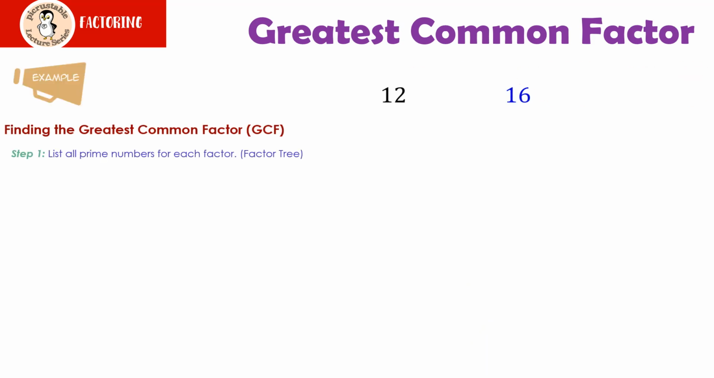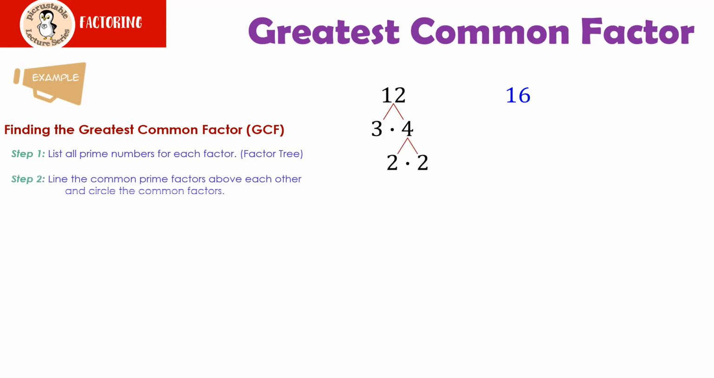The first thing that we want to do is list all prime numbers for each factor. That means we have to do the factor tree. The first thing I thought of is 3 times 4. You could have said 2 times 6. It doesn't matter. We're going to get the same answer. 3 is prime, but 4 is 2 times 2. Next, we're going to line the common prime factors above each other and circle the common factors. So that's why I wrote 12 equals 3 times 2 times 2.